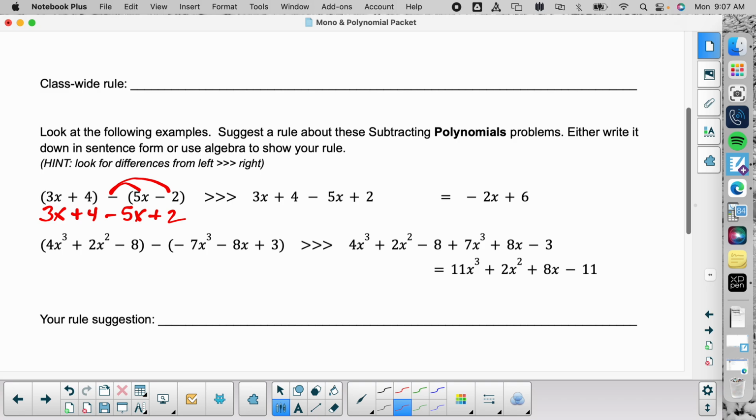So 3x and minus 5x would go together and make negative 2x, which I think is already written over here, that's why I won't rewrite it.